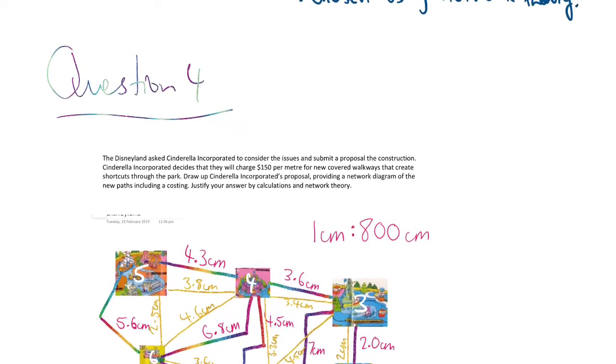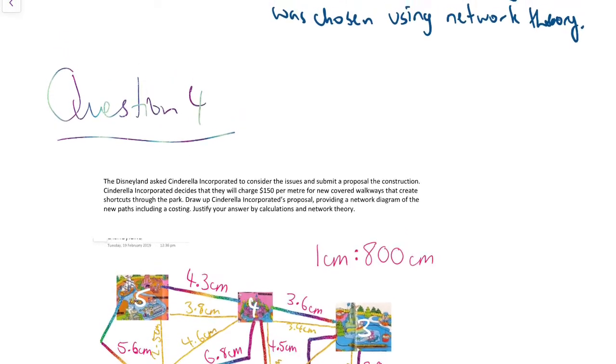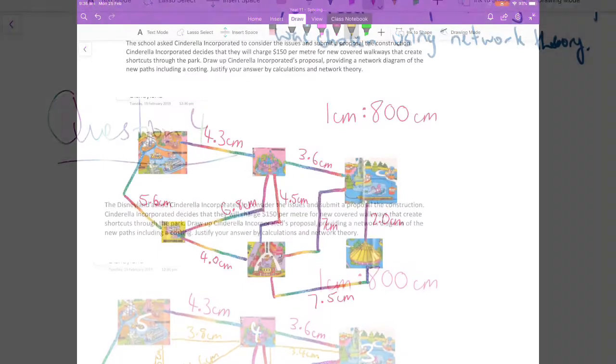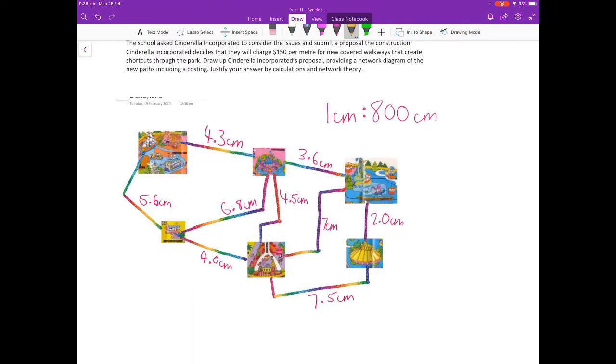Alright guys, question 4. Disneyland wants Cinderella Incorporated to consider a proposal, but they are making some new pathways to get over shorter distances. They are slightly more expensive at $150 per metre for these pathways, but let's see how we go. All we're doing here is connecting each of the sections again, but doing it in the shortest way possible. So where we had some different directions in our path, we're now making straight lines, because straight lines are shorter, to connect each of our buildings as we go.